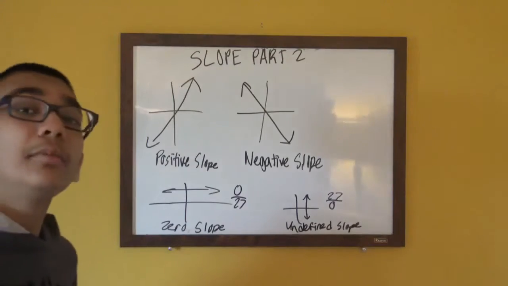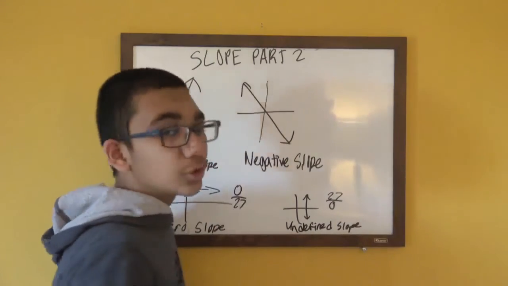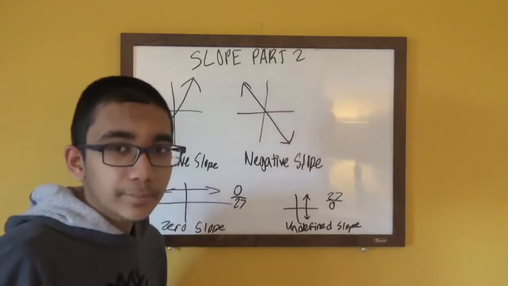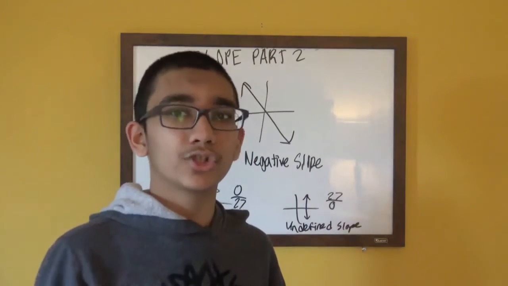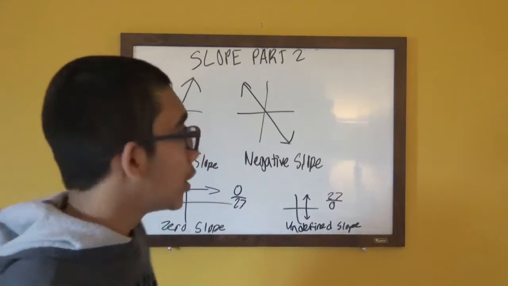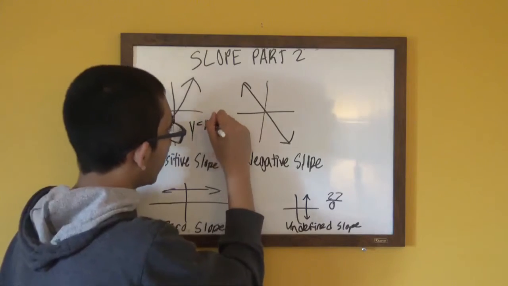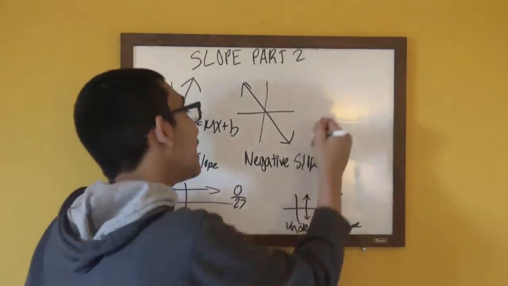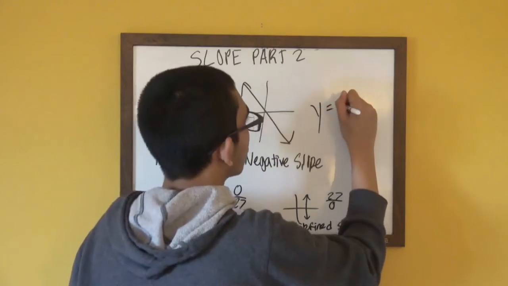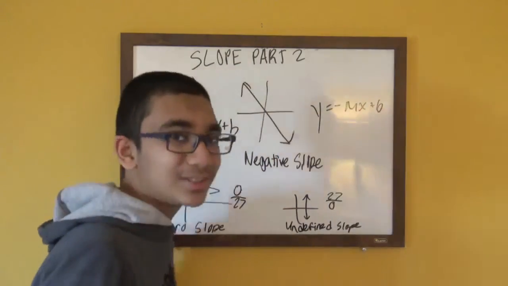Now, let's talk about the formulas for each of these. Both of these are interchangeable, you know, y equals mx plus b, as long as you add something to make sure one is positive and one is negative. So for positive slope, it's of course y equals mx plus b. The m is positive. But for negative slope, here's the catch. It's y equals negative mx plus b. The slope is of course negative.